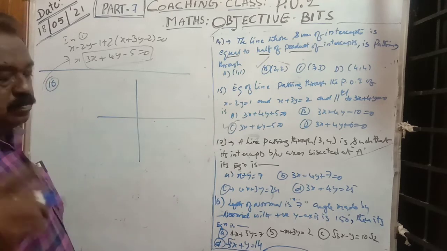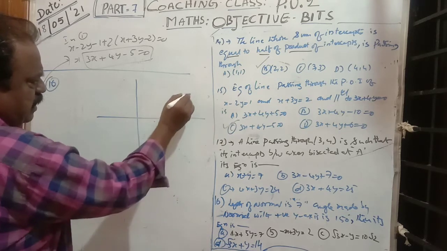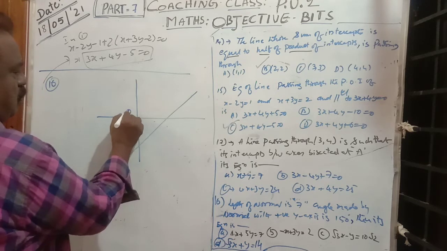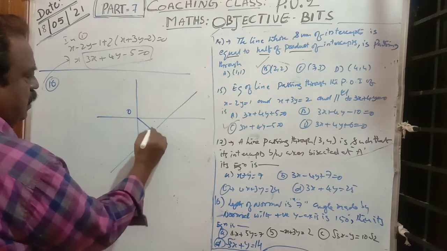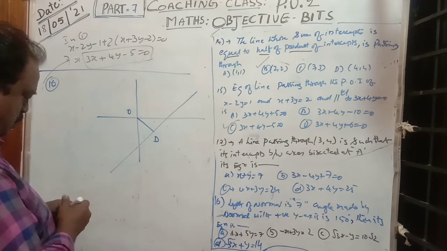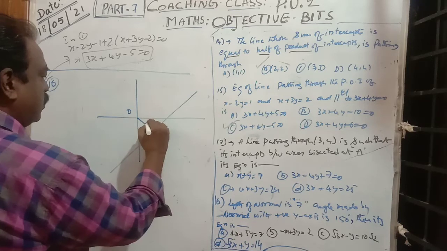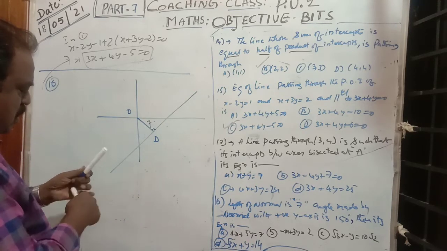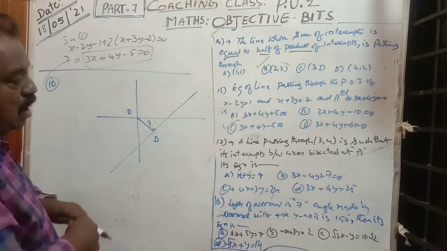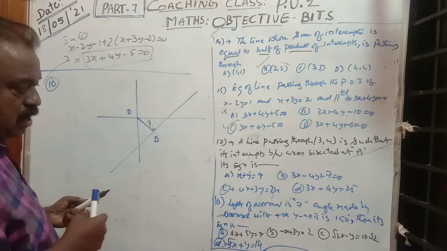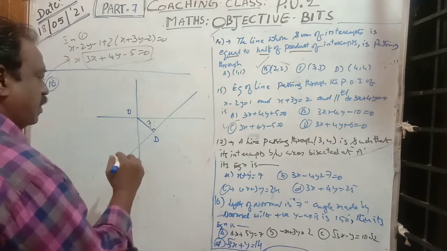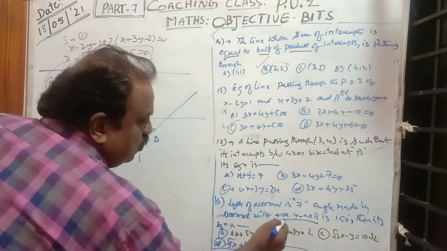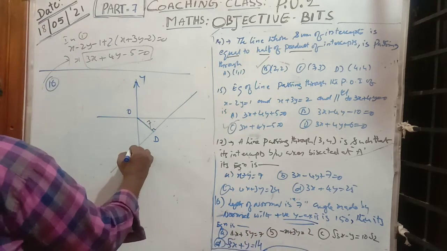It's a normal form. A line is like this. This is a line. From the origin, the length is 7 units. Its length is 7 units. And it makes an angle of 150 degrees with the positive x-axis, with the positive y-axis, so that means this one.